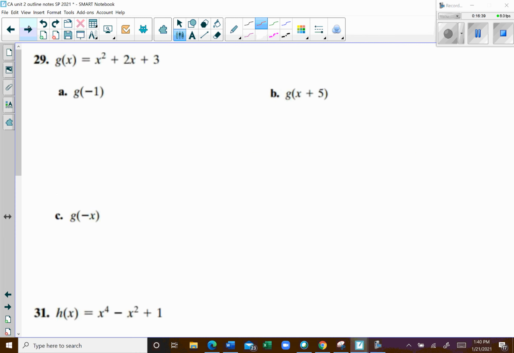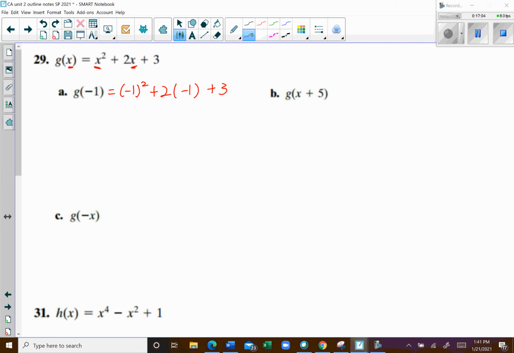All right, our next one, here we go. So we have our g of x is equal to x squared plus 2x plus 3. So this time you're going to notice that x appears twice on the right side. And so you're going to plug in negative 1 in both places on our first example. So we're going to have negative 1 squared plus 2 times negative 1 and then plus 3.